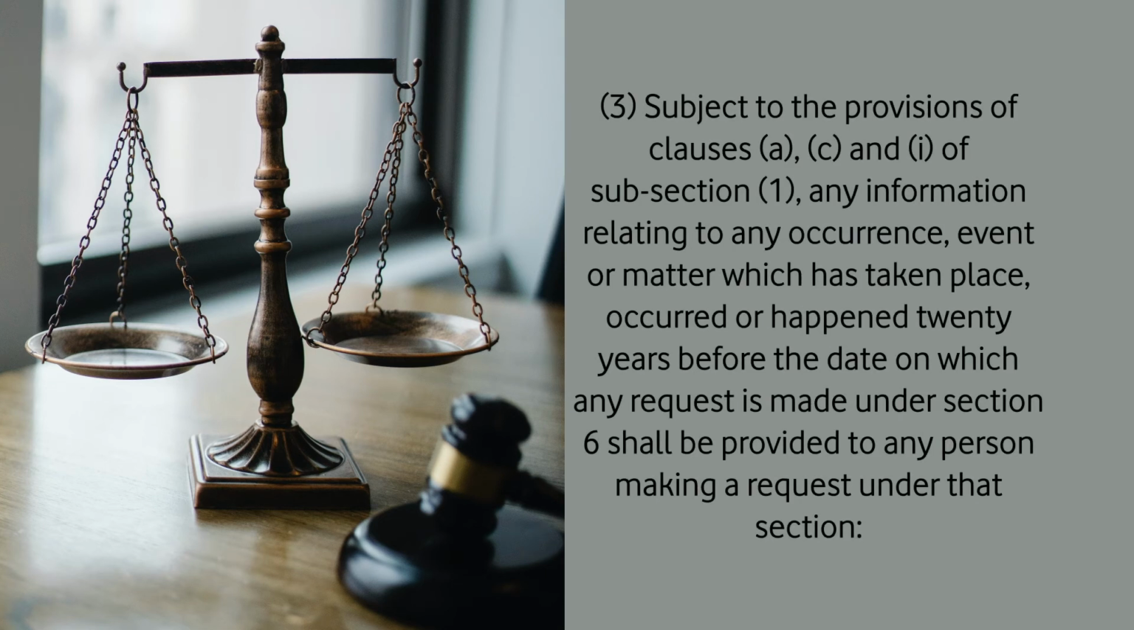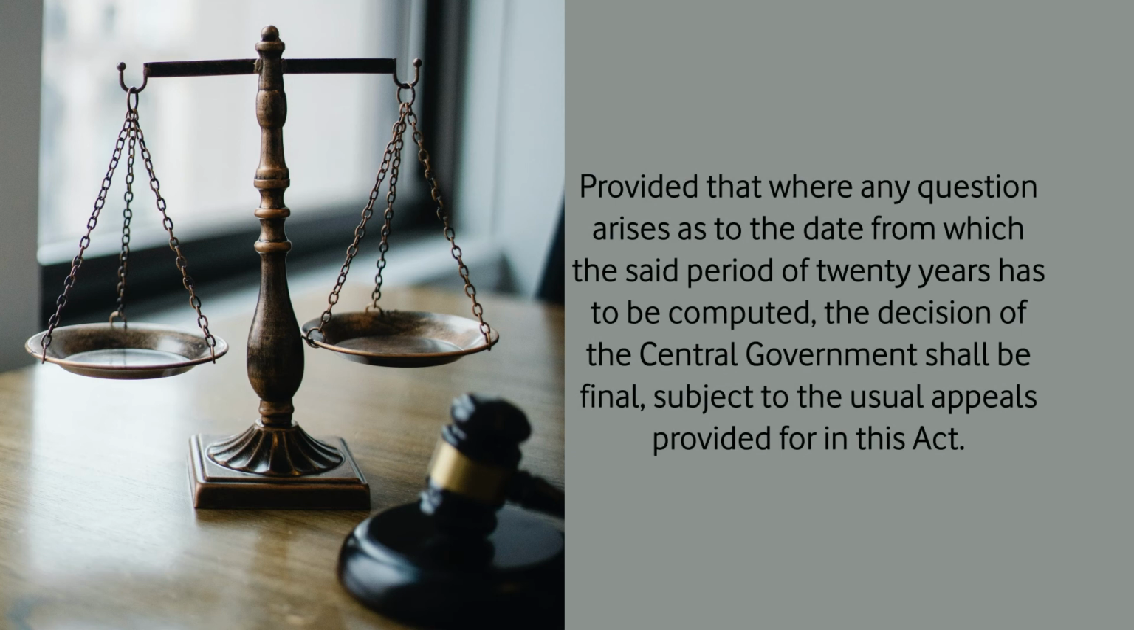Subject to the provisions of clauses A, C and I of subsection 1, any information relating to any occurrence, event or matter which has taken place, occurred or happened 20 years before the date on which such request is made under section 6 shall be provided to any person making a request under that section, provided that where any question arises as to the date from which the said period of 20 years has to be computed, the decision of the central government shall be final, subject to the usual appeals provided in this Act.